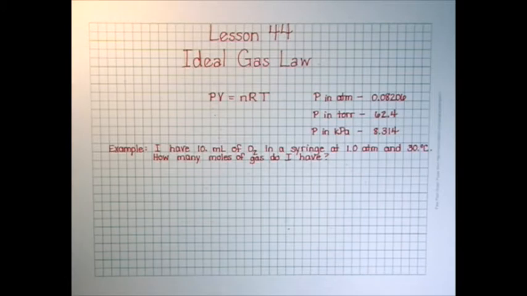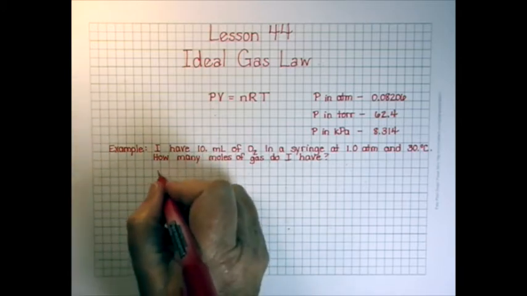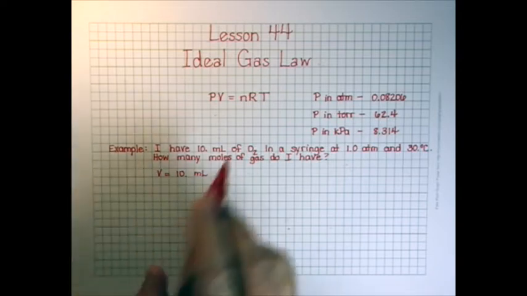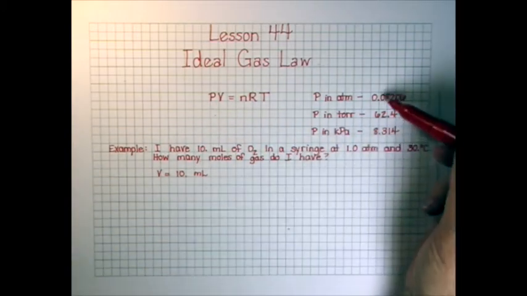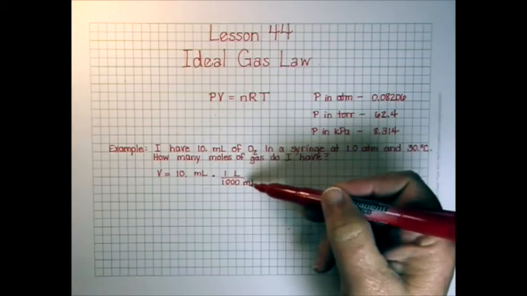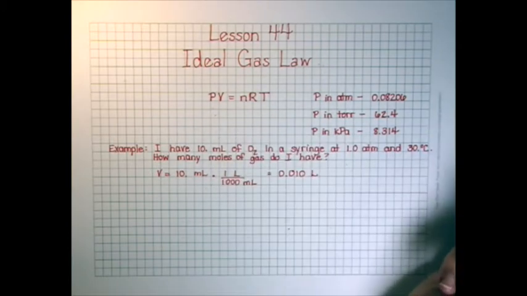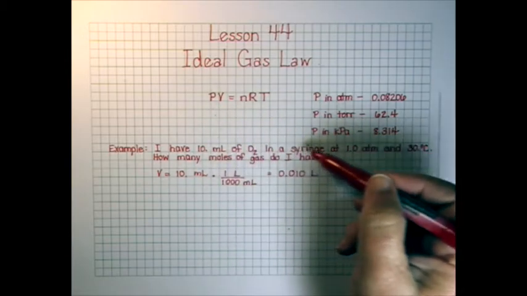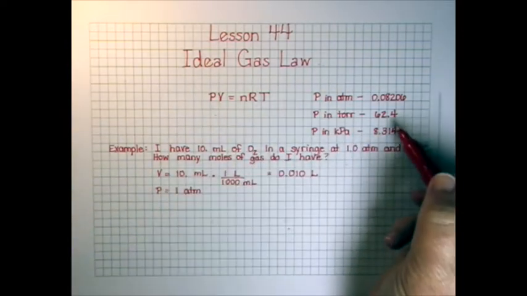All right, so let's go through our problem, and as we run into a number, let's list it. I have 10 milliliters. That's a volume, but remember that we usually keep our volume in liters. This is milliliters. And so to use any of these values of R, I'm going to need to change this to liters. We know that 1 liter is the same thing as 1,000 milliliters. So there we go. We've changed it to liters. Next, 1 atmosphere. That's my pressure. Now I just happen to like 62.4. I don't know why. I just do. That's the one I remember.